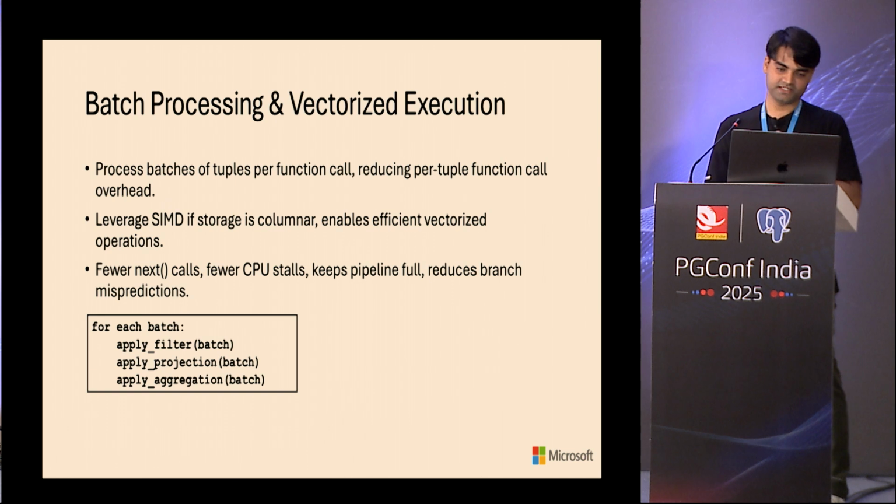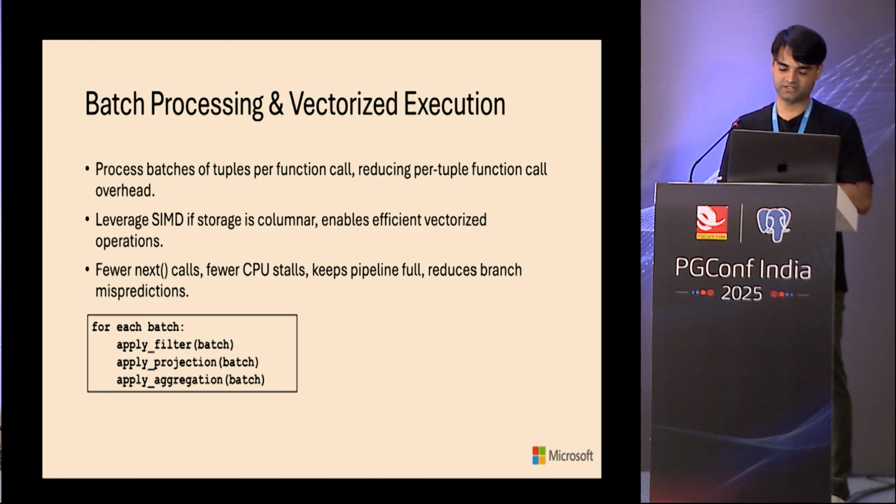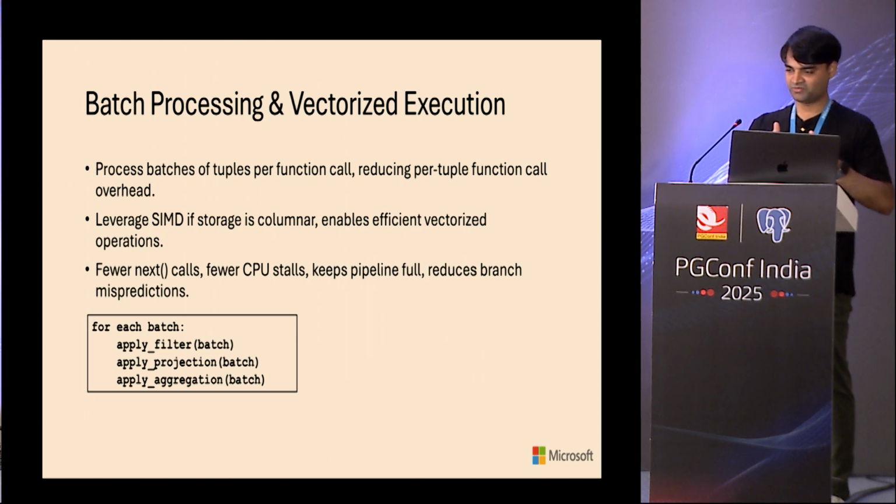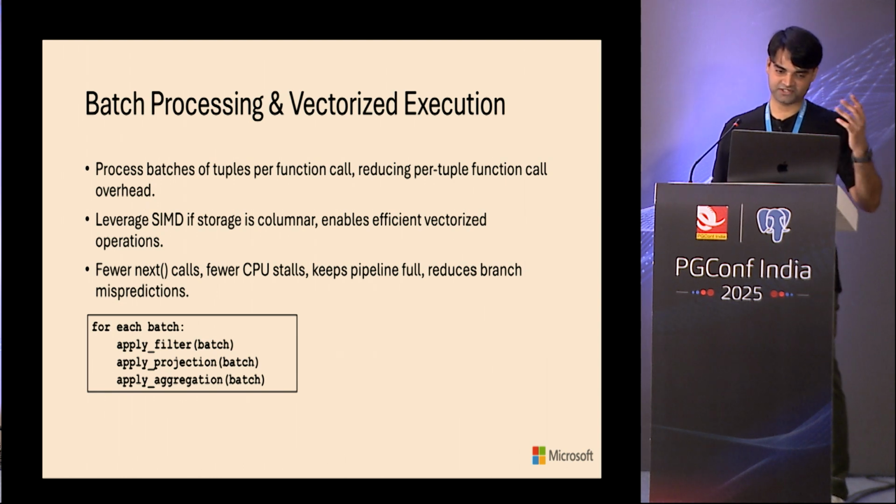And once you do that, you can use SIMD operations for vectorized operations, and instead of doing an operation for each column, one row at a time, you can do that for multiple columns at a time. And again, amortize the cost across multiple columns, multiple rows.